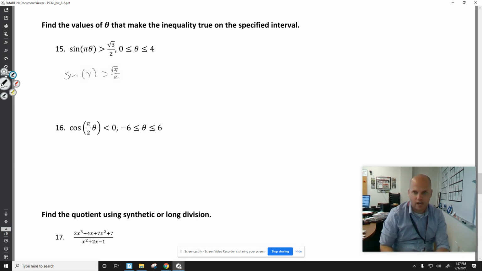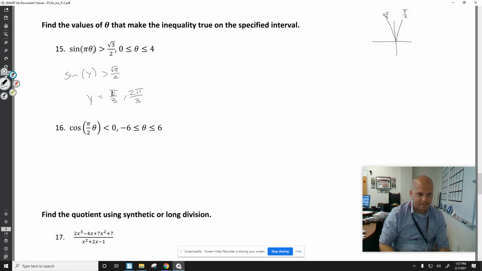Sine is positive in the first and second quadrants. It's √3/2 when it's the taller 30-60-90 triangle. The taller 30-60-90 triangles are at the pi/3s. That's pi/3. That's 2 pi/3. So I'm going to say y is pi/3 or 2 pi/3.